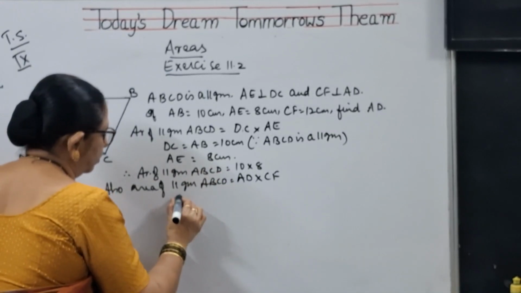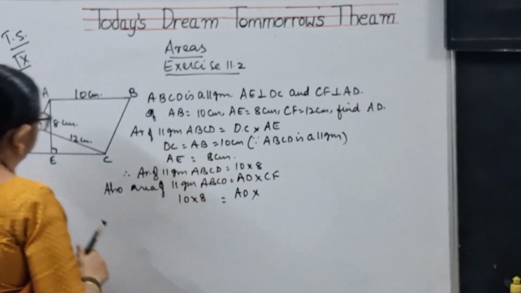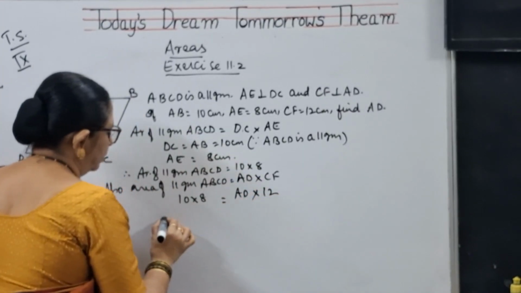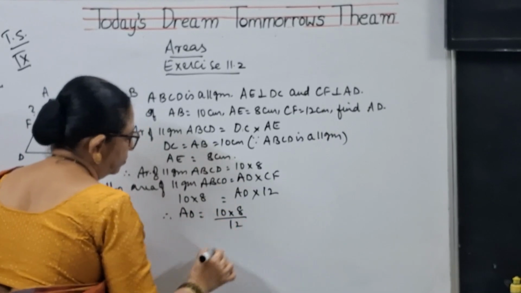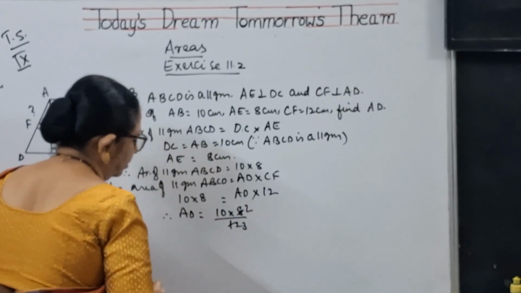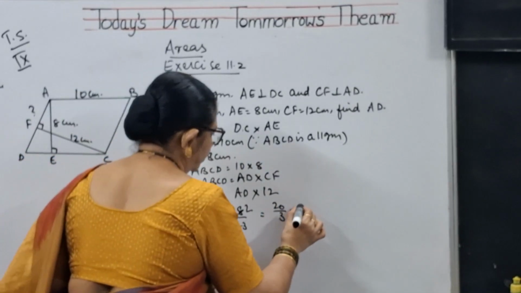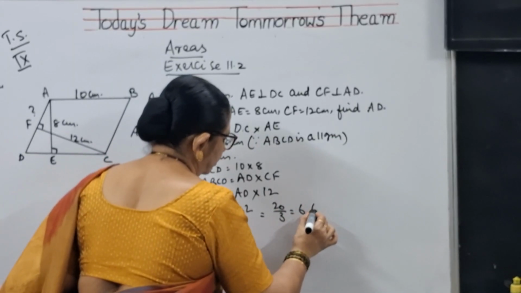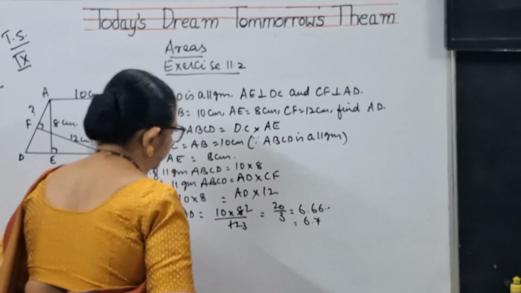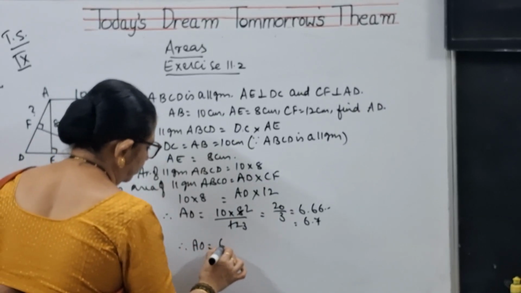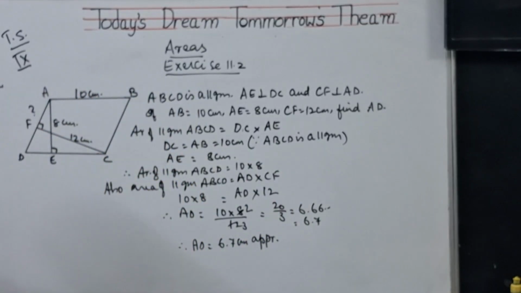So, area of parallelogram we have got 10 into 8 is equal to AD we don't know, but CF we know. CF is 12. Therefore, what is AD, children? AD is equal to 10 into 8 by 12. 4 2s are 8, 4 3s are 12. So it is 20 by 3, that is 3 6s are 18, 20 again, 3 6s are 18, 6.66, 66 and so on you will be getting, that is you can consider it as 6.7 approximately. Therefore, AD is equal to 6.7 centimeters approximately. This will be the answer.